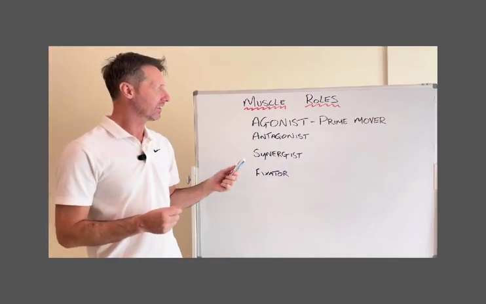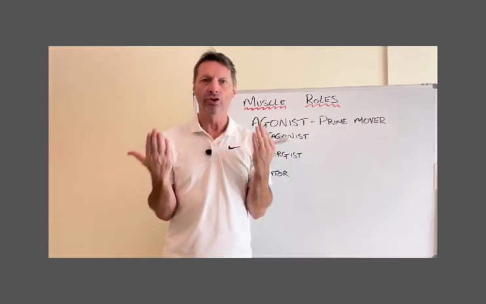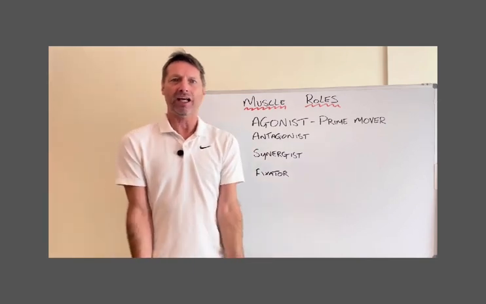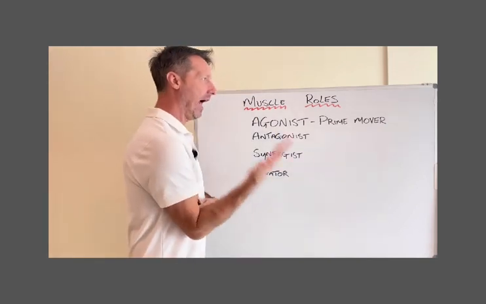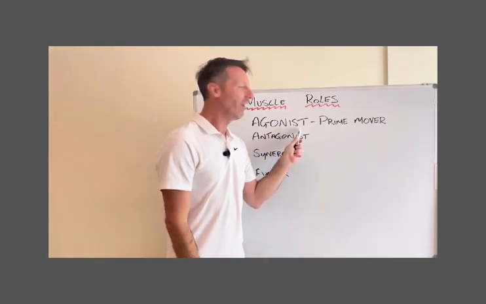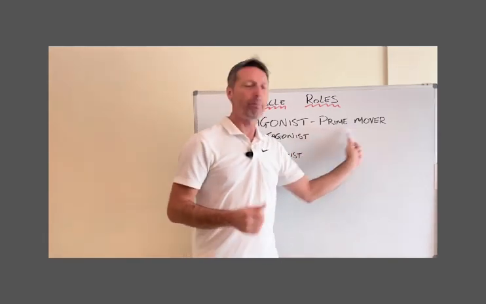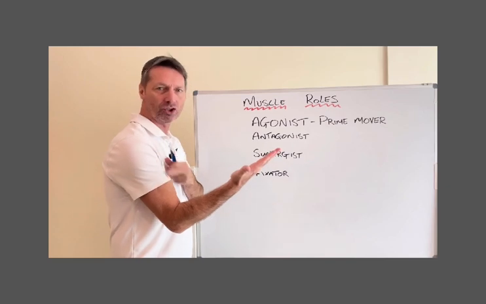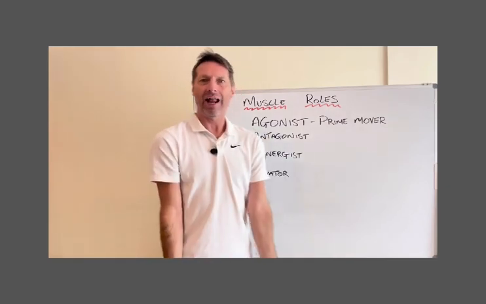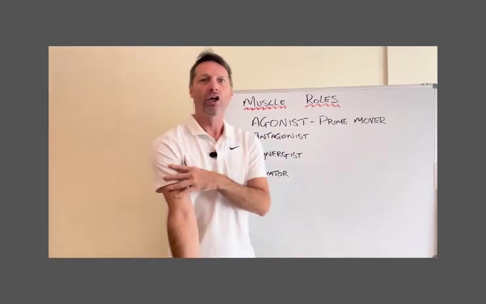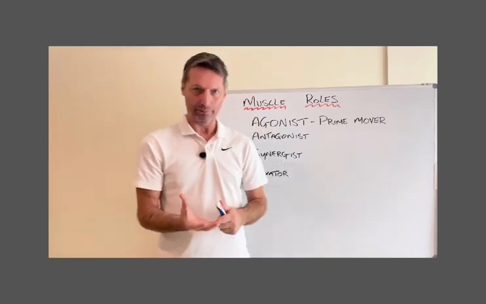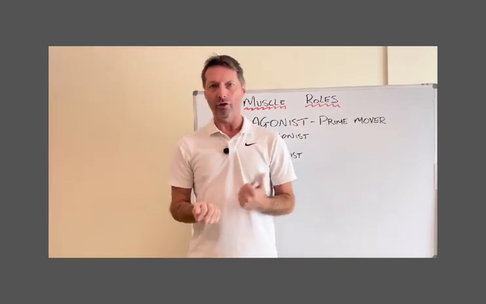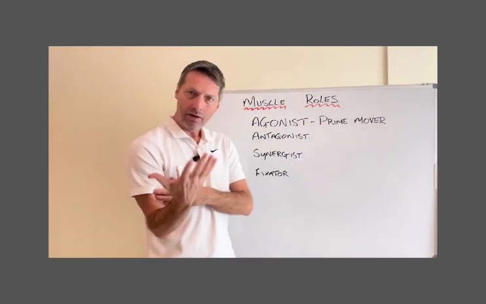So the agonist, so for example, if I want to create elbow flexion at the elbow joint, what muscle is the agonist? What is the prime mover in this action? So we can see what muscle is getting smaller when I do flexion of the elbow joint. You're probably saying the bicep, and you would be absolutely correct. So it's the main muscle that creates that movement.